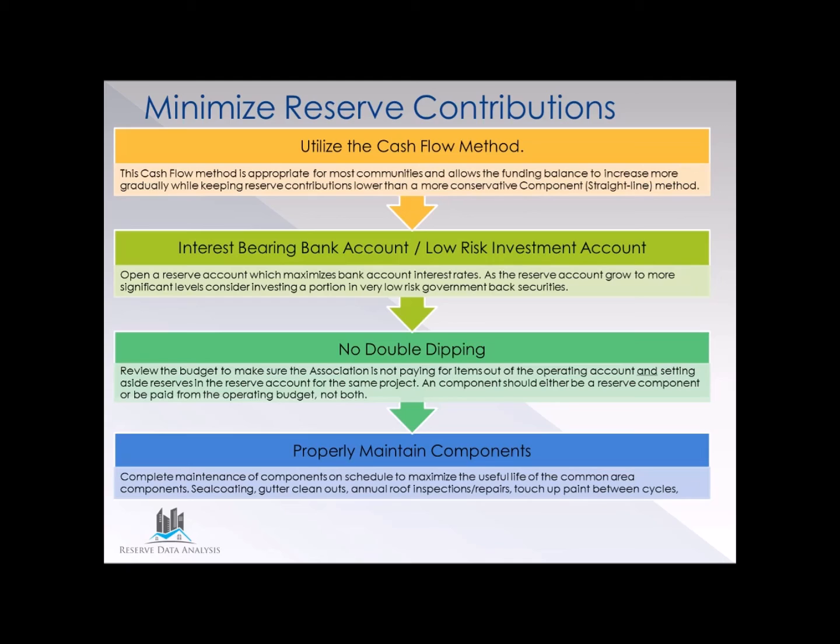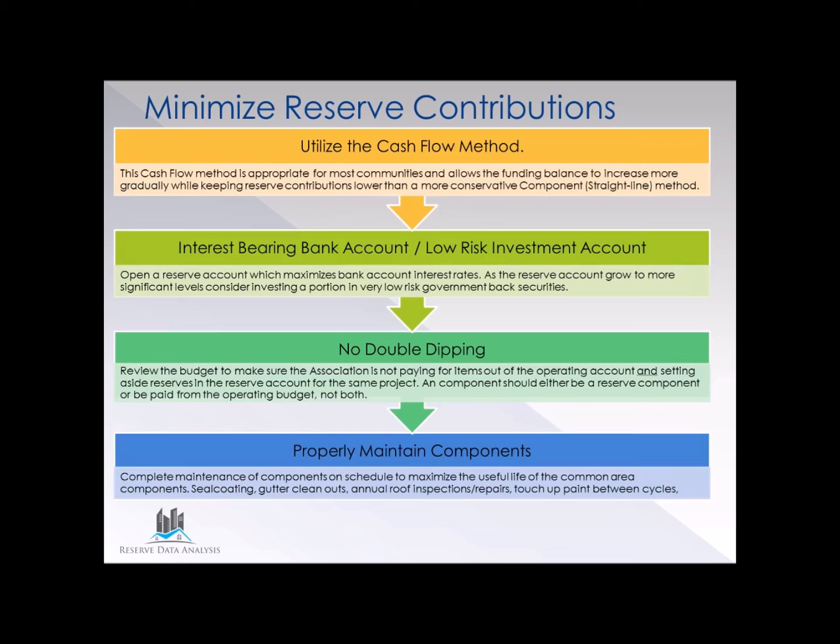Another way to minimize reserve contributions is to put the reserve money into an interest-bearing account at a bank. Some communities decide they want to put in low-risk investments. There's always a risk, no matter how low risk they are. You can get higher returns, but at least an interest-bearing account. Some communities that have a large amount of money put it into CDs. Absolutely nothing wrong with that, and you can get a higher return.